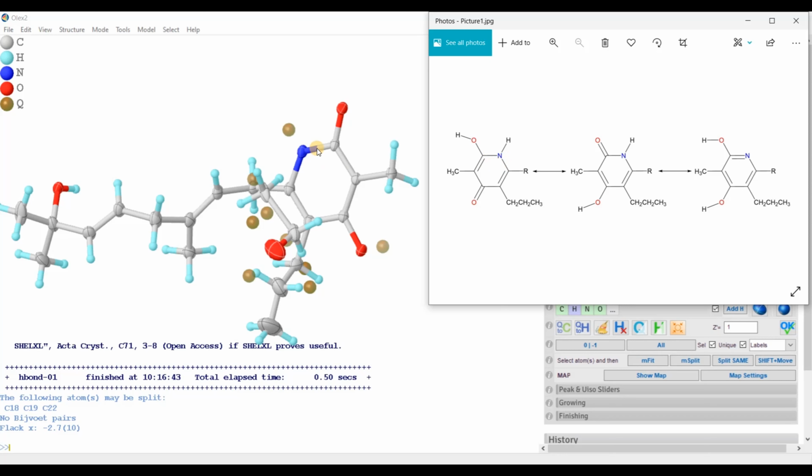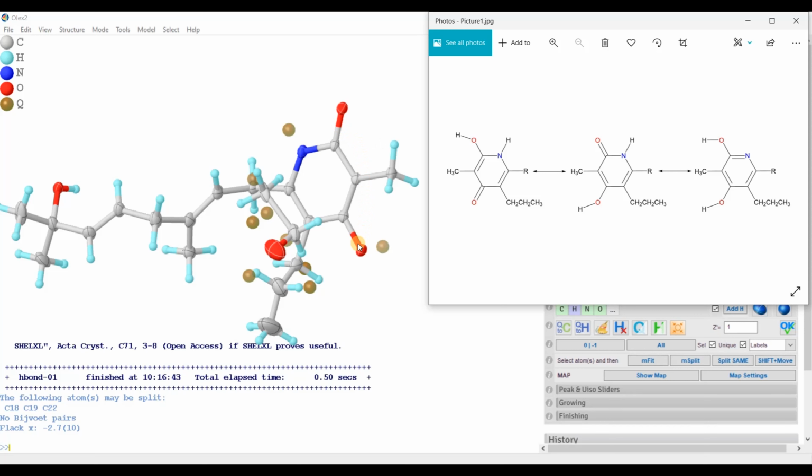If you look at this bond, this is 1.367 and this is 1.369, so these are almost the same. So these should be single bonds, and the possibility of this tautomer is ruled out. So now we have to decide between these two tautomers. In tautomer number 2, there is a carbon-oxygen double bond. If you look at the bond length, this is very close to a carbon-oxygen double bond, 1.265 angstrom, and this distance is 1.334.